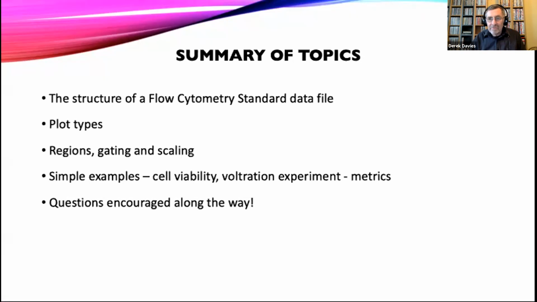So we're going to start fairly simple by looking at the basics of a flow cytometry file. We'll look at the types of plot that we can use in our analysis. We'll look at regions and gates and how we set them and why we might set them in particular places, and also how we display the data. So that takes into account things like data scaling. And hopefully we'll have enough time to do a couple of very simple examples.